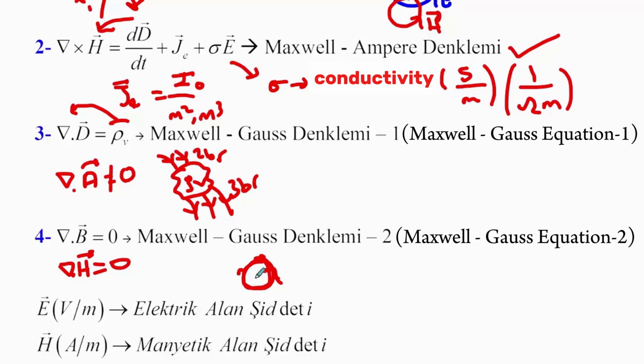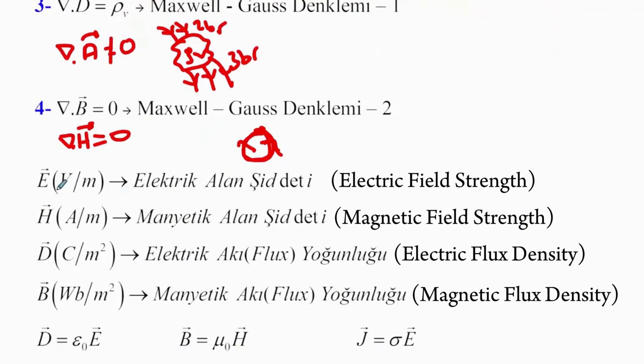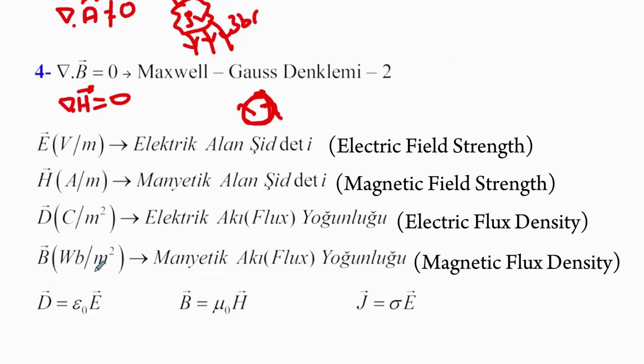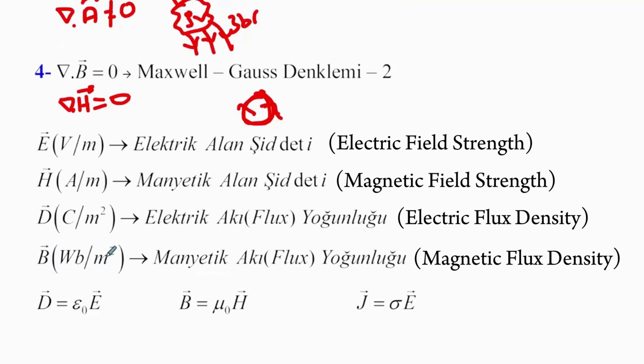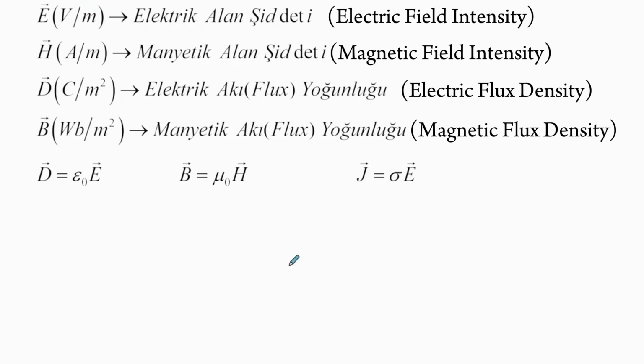Friends, after stating this, we mentioned our units a moment ago. The unit of electric field is volts per meter, and the unit of magnetic field is amperes per meter. The unit of electric flux density here is coulombs per square meter. The unit of magnetic flux density here is Webers per square meter. Now, if you like, let's see how some important formulas that we know are derived from the general formulas. The most basic formulas actually come from Maxwell, friends.